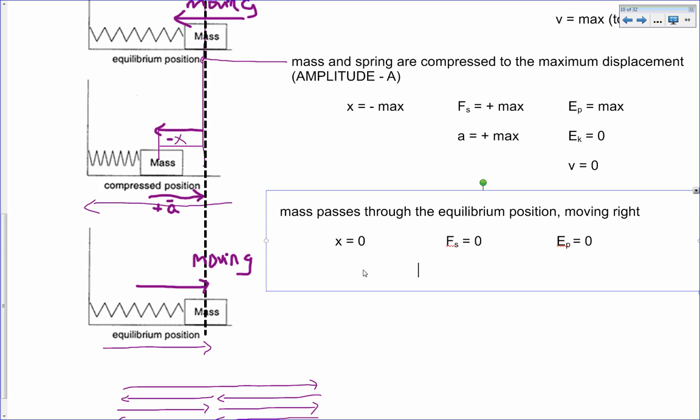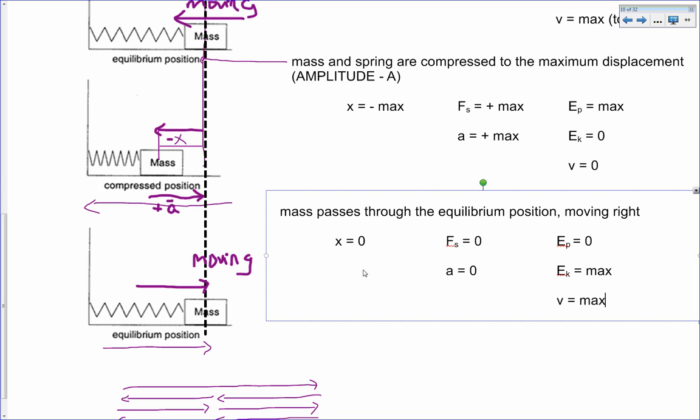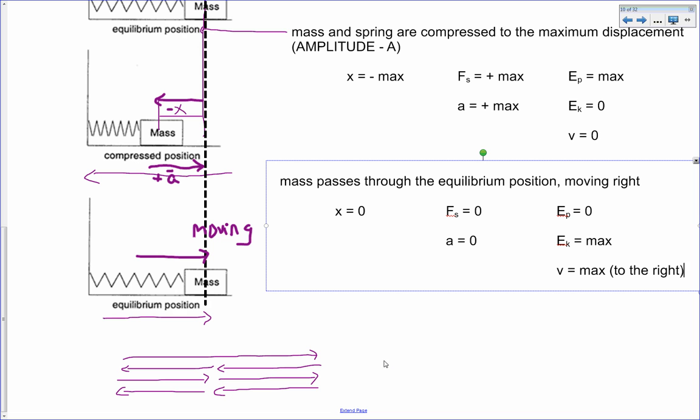If restoring force is 0, then acceleration is 0. And if potential energy is 0, then kinetic energy is at a maximum. If kinetic energy is at a maximum, then the velocity is also at a maximum, and that's to the right. So there's a few things to recognize from here.